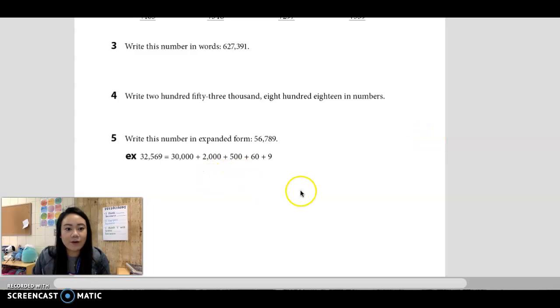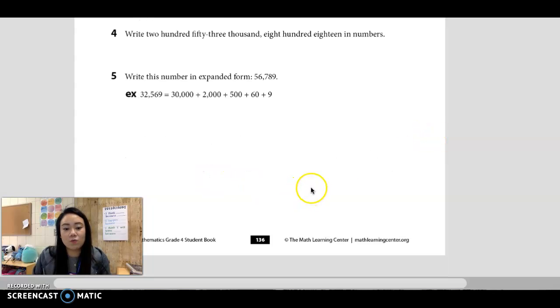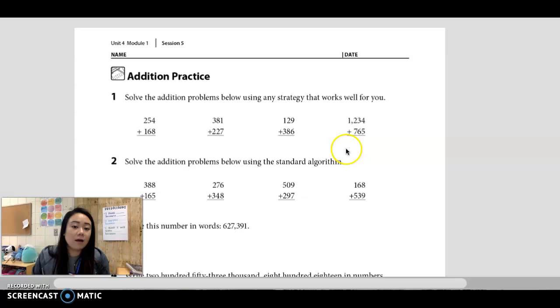Hey everyone, we are going to do pages 136 and 137 of your thick workbook for math. So go ahead and flip to pages 136 and 137. So the first part, I'm just going to read the directions for you in case you need it. And then the second part, we'll go into a little more detail.